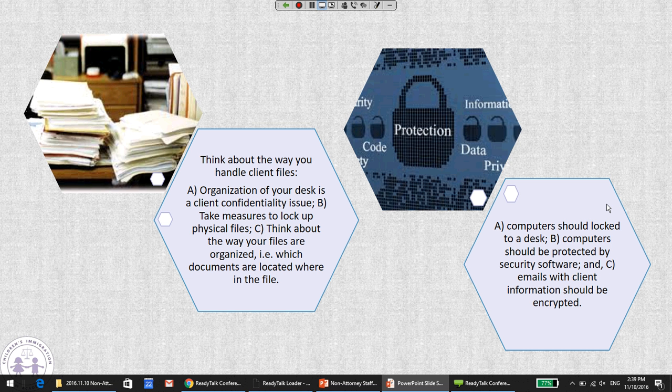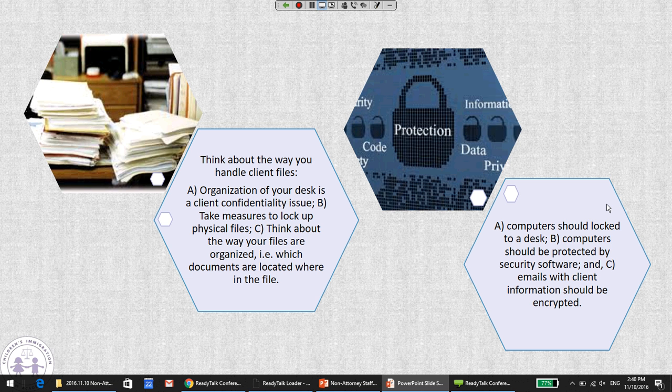So you want to be sure that you're not doing it to where it could be easily viewed by other people when you're transferring files, that kind of thing. You see here on the slide, think about the way you handle the files. The organization of your desk is a client confidentiality issue. If you've got 20 files sitting on your desk, 3 of them are open, and all of a sudden, somebody walks in and is like, hey, can you do this intake for me real quick? I have to do something else. And a kid's sitting on your desk all of a sudden, and there's a couple of files of other kids on the desk. You want to take measures to lock up physical files as well.